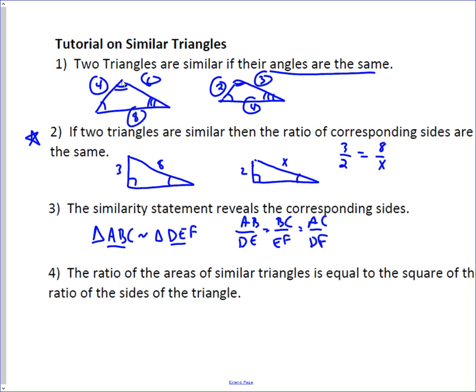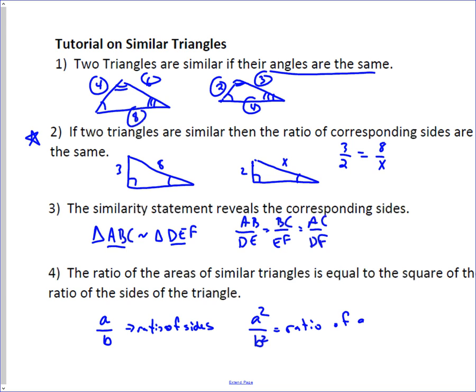This last one is a more obscure fact about similar triangles, but it says that the ratio of the areas of similar triangles is equal to the square of the ratio of the sides of the triangles. And so if you have, for instance, in this case up here, if your ratio of sides is something like A to B, so that would be the ratio of sides, then A squared to B squared would be the ratio of the areas. So you just square it, or sometimes you have to take the square root.